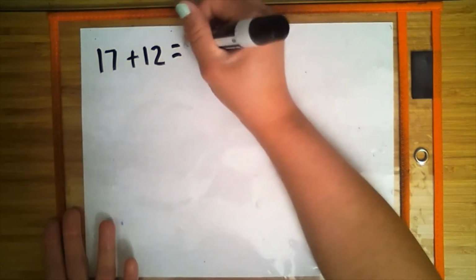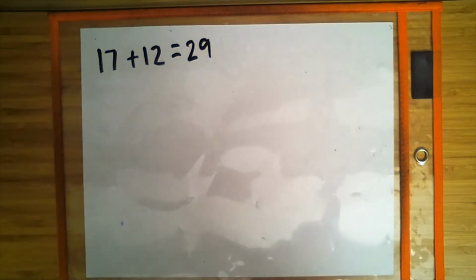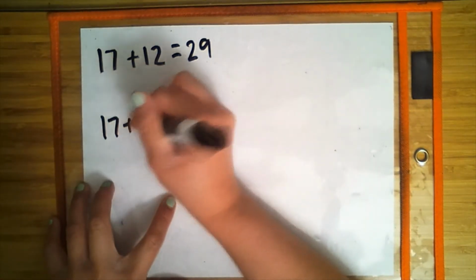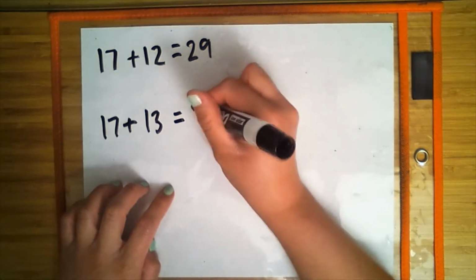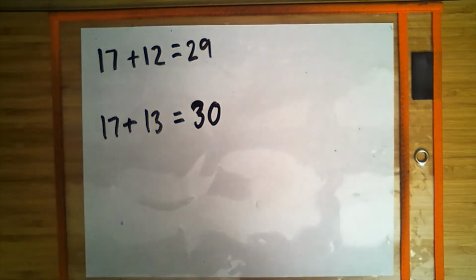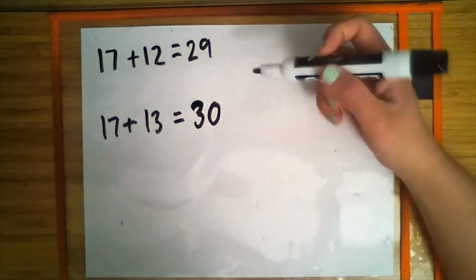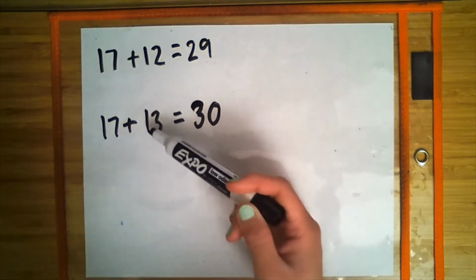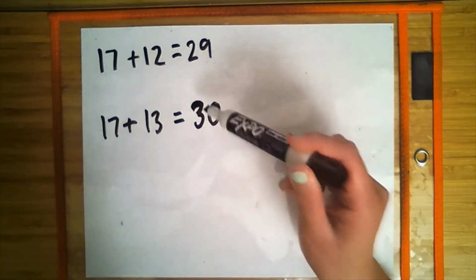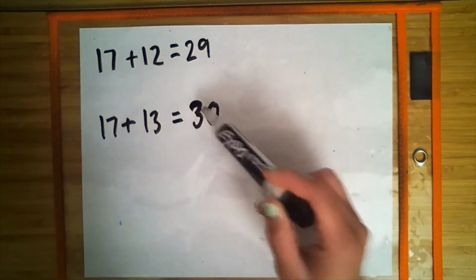What is 17 plus 12? 17 plus 12 is 29. What is 17 plus 13? Great. 17 plus 13 is equal to 30. That was really fast. How did you know? Well, we can add one more to 17 plus 12 because 13 is one more than 12. So the answer for 17 plus 13 had to be one more than 29.